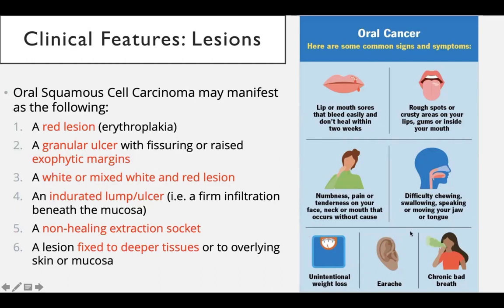So weight loss is a common feature for a lot of malignancies and cancers. Then earache. Why earache? Because if the cancer invaded the nerves, then it can be maxillofacial or that area even to the trigeminal nerve. Yeah, so it can extend beyond the borders. And then we have chronic bad breath.